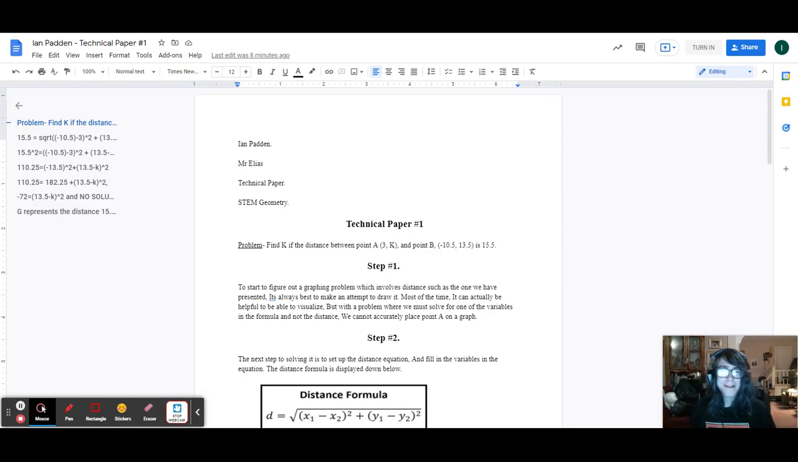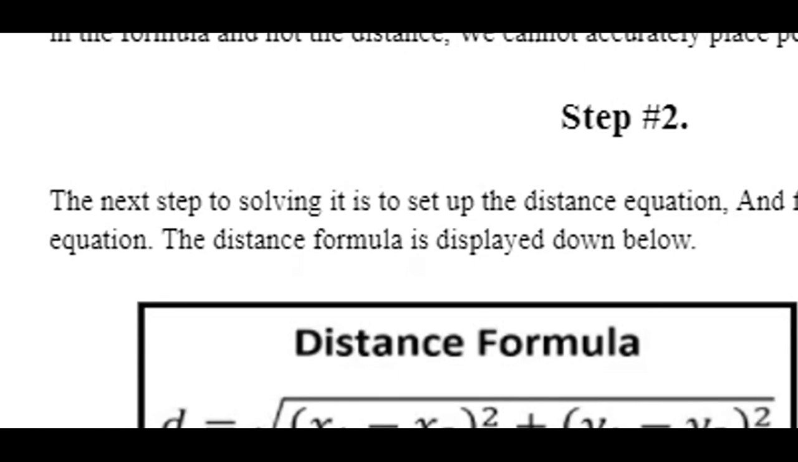And what I'm bringing you here today is a technical paper that I was asked to write by my geometry teacher. Hi, Mr. Elias. I'm sure you're watching this right now. So, the problem that was presented to us is: find k if the distance between point A, which is (3, k), and point B, which is (-10.5, 13.5), is 15.5.